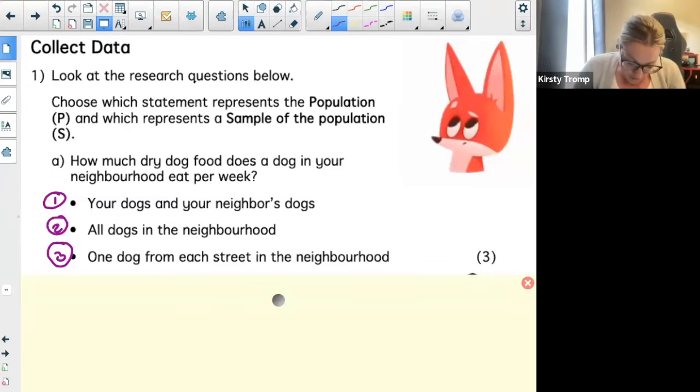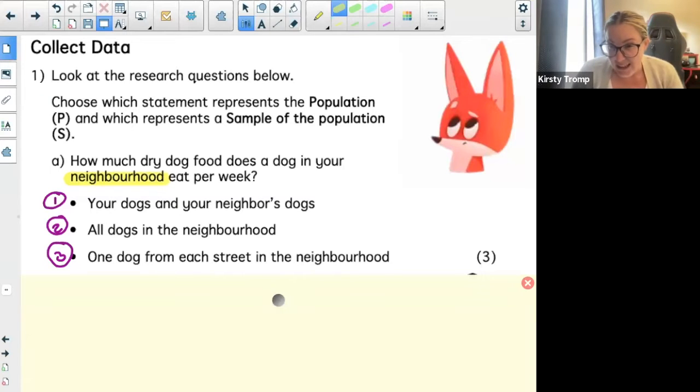All right, Sigma. So, how much dry dog food does a dog in your neighborhood eat per week? Okay. What are we looking at if we're looking at your dogs and your neighbors' dogs? Is that the sample or is that the population? That's the population, Miss. Okay, so this one is tricky, Sigma. I know it's tricky. So I'm just going to go through it really quickly again. So they're looking at how much dry dog food does a dog in your neighborhood eat per week? Would you agree with me that if we were looking at this, maybe the neighborhood dogs would be more like the population, hey?